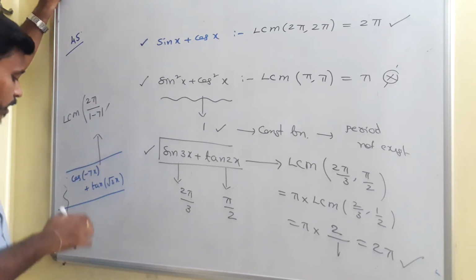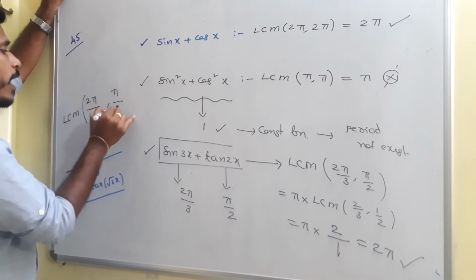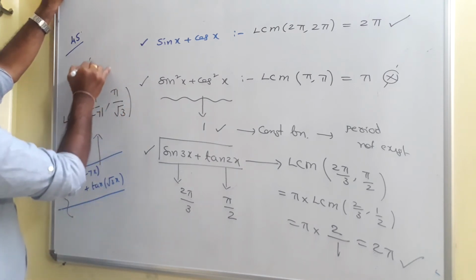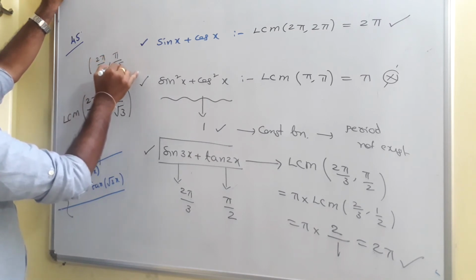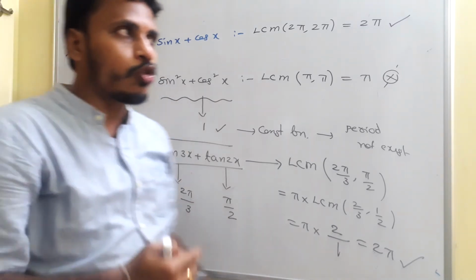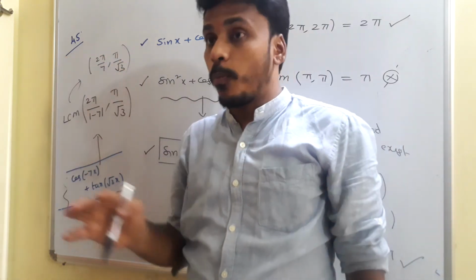As well as for tan of root 3x, the period is pi by root 3. So this is simply nothing but 2 pi by 7 comma pi by root 3. That's the LCM. See what to say about the LCM of 2 pi by 7 and pi by root 3. Pi is a common thing, just write it out, no problem.